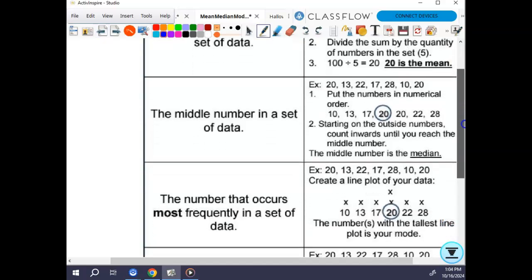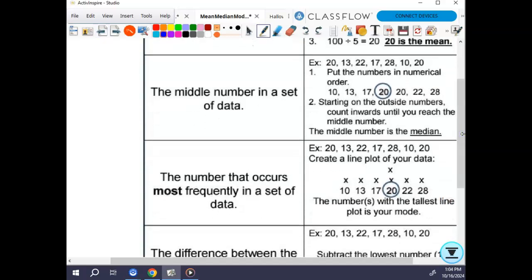Median. Median is the middle number. How many of you have taken driver's ed? Even if you haven't, the median in the road is the middle of the road where the grass might be, right? It's the thing you don't want to hit when you're making a turn. Median is the middle.